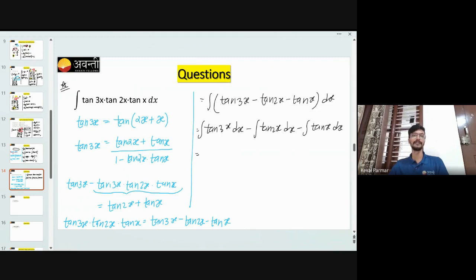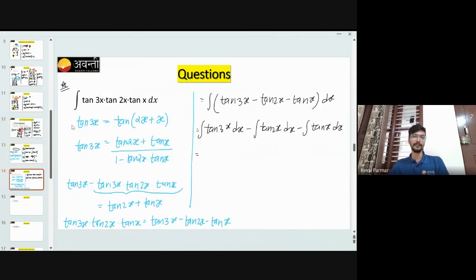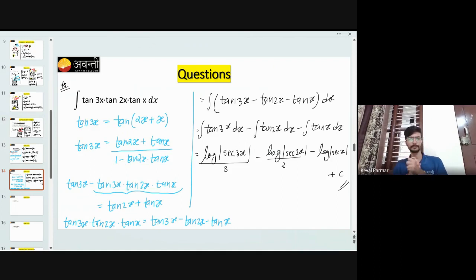So what is integration of tan? We just derived this here: log mod sec. Got it? So here log mod sec 3x, but don't forget upon 3 because it is linear. So you have to divide by the coefficient of x: minus log mod sec 2x upon 2, minus log sec x. No need for upon 1, right? Plus c. This is my answer. Very simple. I hope you got it. Let's move on to the next question.